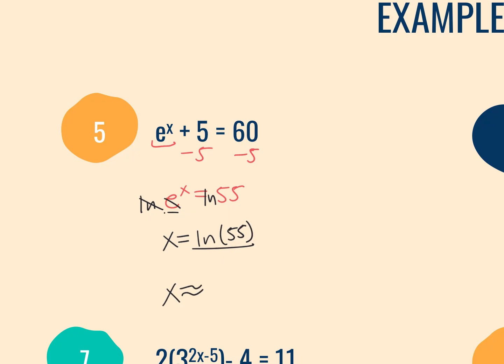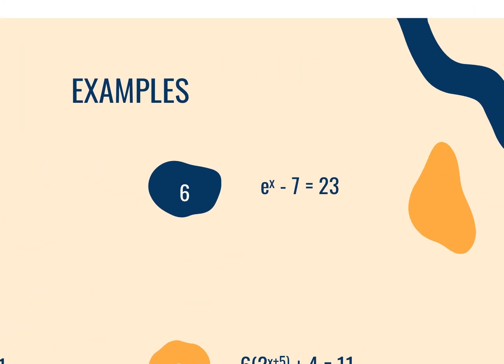And then to get a decimal approximation, all we have to do is plug that into the calculator, and I get 4.007 as my decimal approximation. All right, so it shouldn't be too bad. All right, let's try the exact same thing with the next one.